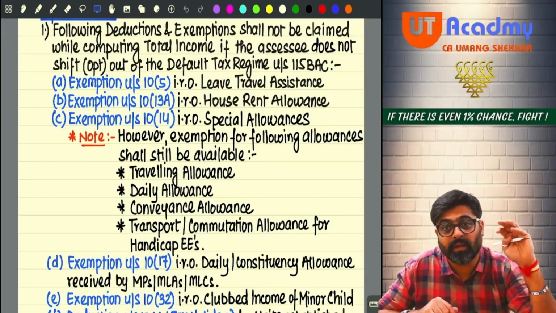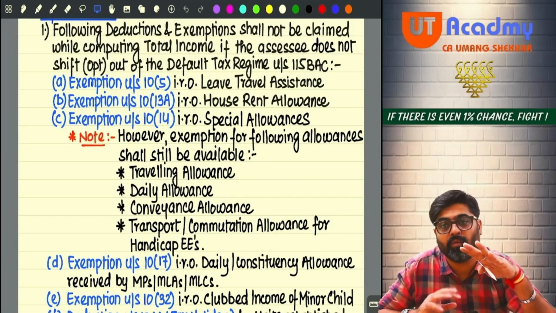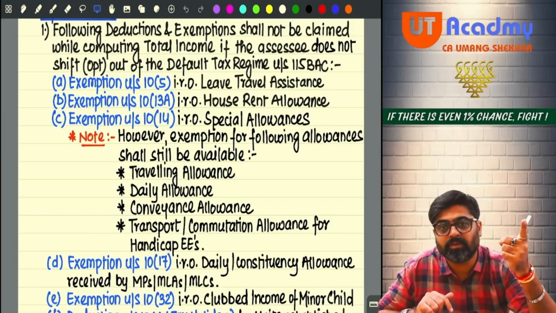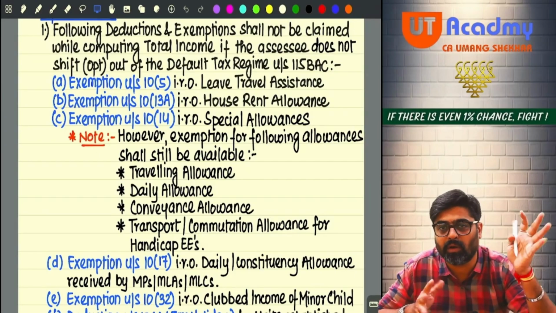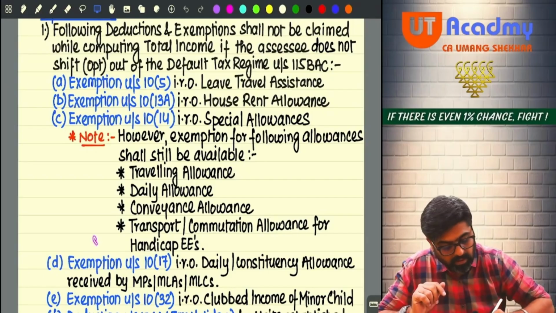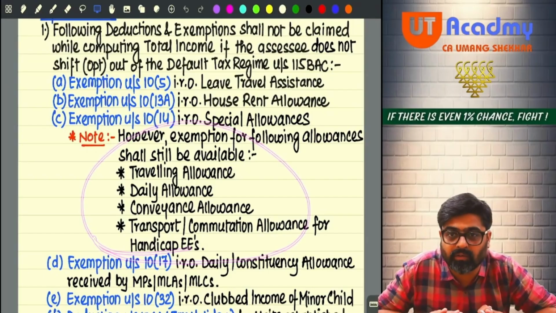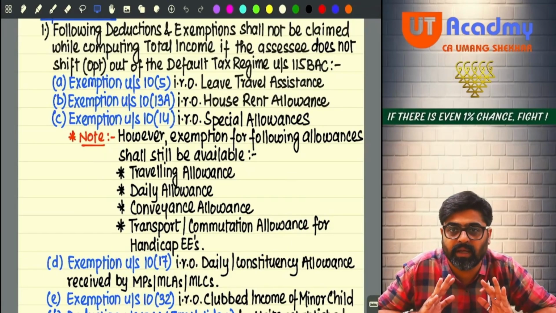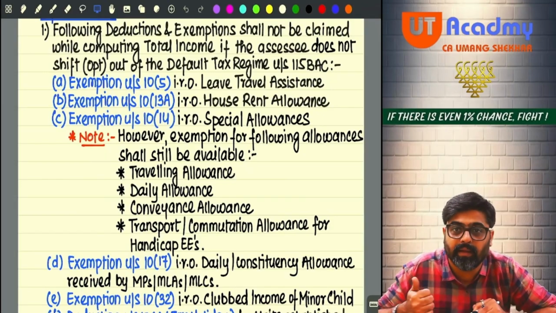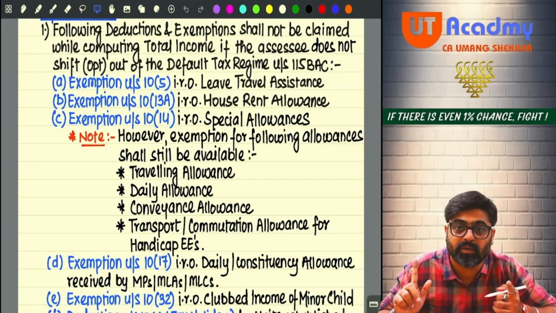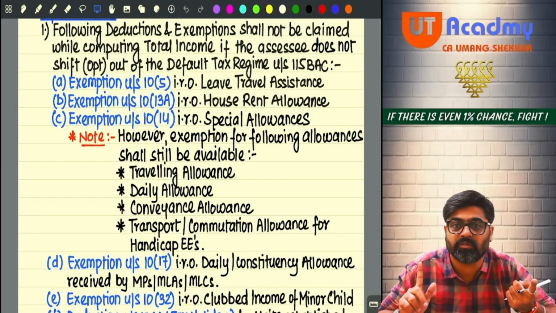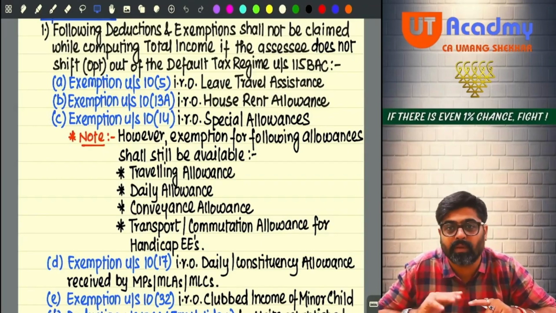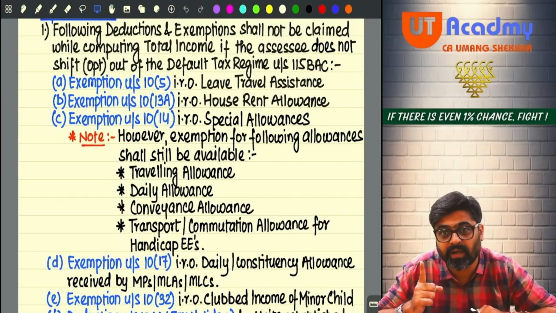But if you don't shift out, if you remain in 115BAC, the exemption available for these special allowances will not be given, except for these allowances. For these, even if you follow 115BAC, exemption will still be available: traveling allowance, daily allowance and conveyance allowance. Amount spent, to that extent it is exempt, yes or no? It is exempt under the normal provisions also, and under 115BAC also. Please don't forget this. This is very important.